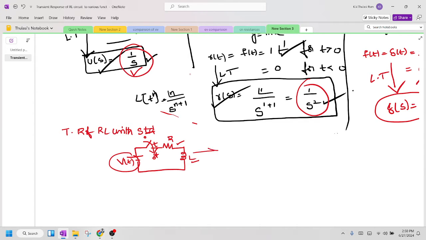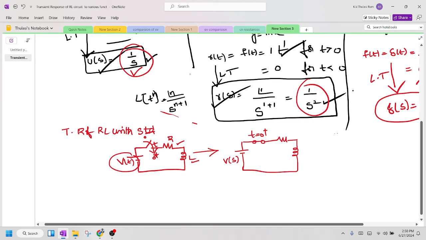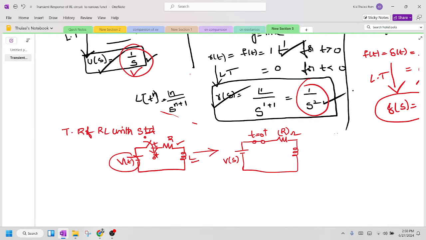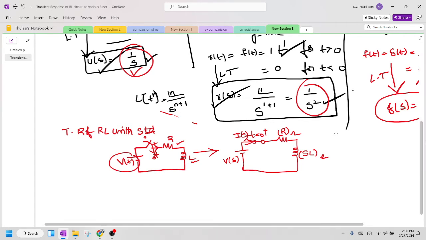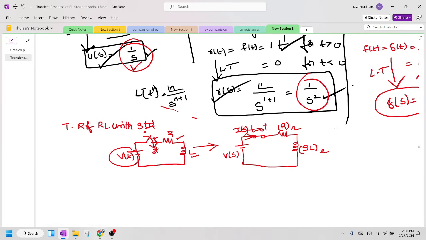I would like to transform this into the S domain. I'm redrawing the voltage source and writing it as V of S, and the switch is closed at t equal to 0 plus. I have a resistor followed by an inductor. This is R, the units are in ohms, and this is L, which you can write as S L ohms. I'm assuming the current is I of S. Let's derive the equation of I of S and apply it to the different functions.